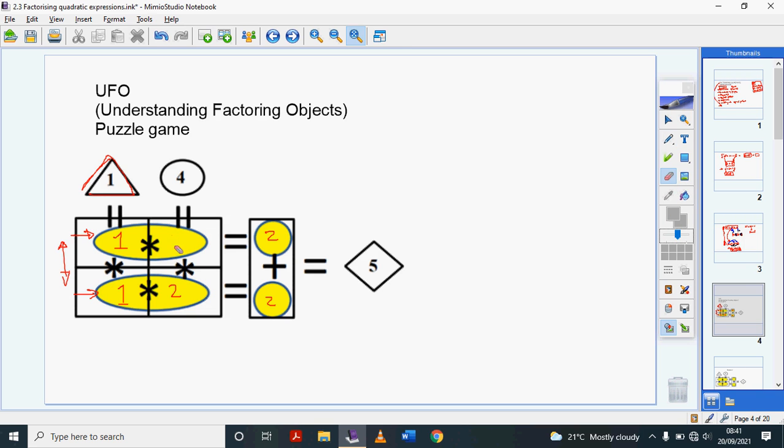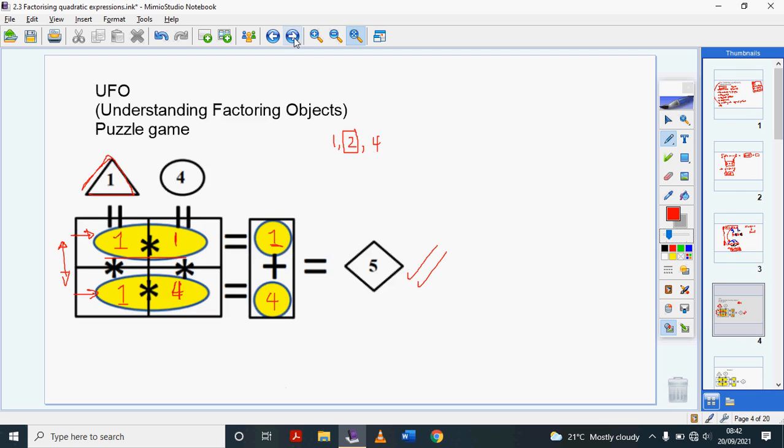So I'm going to go back and change these two factors of 4. I know factors of 4 are 1, 2, and 4, right? I tried to use 2 and 2, and it did not work. So let me try to use 1 and 4, because I know 1 times 4 gives me 4. So then I go horizontally. 1 times 1 is 1. And 1 times 4 is 4. And 4 plus 1 is 5. So I have solved that puzzle.